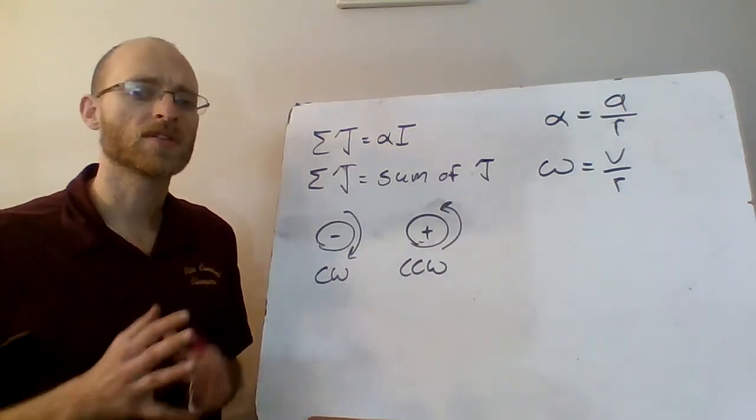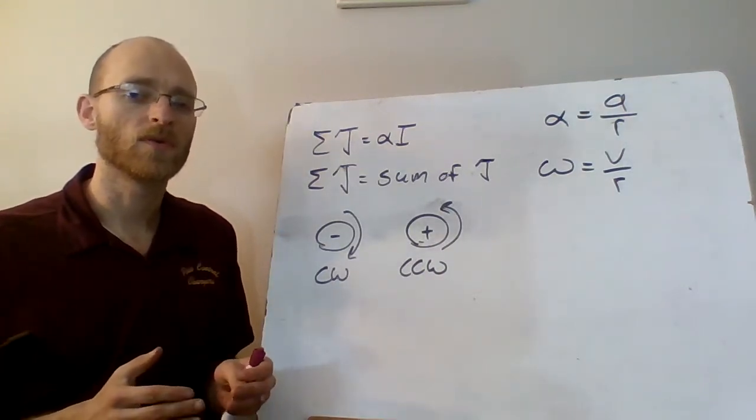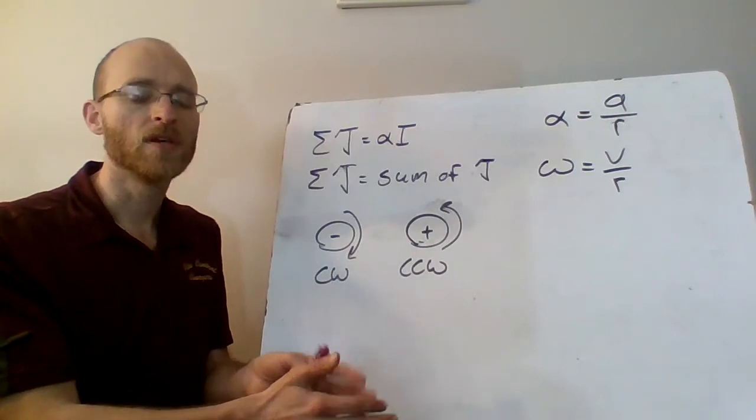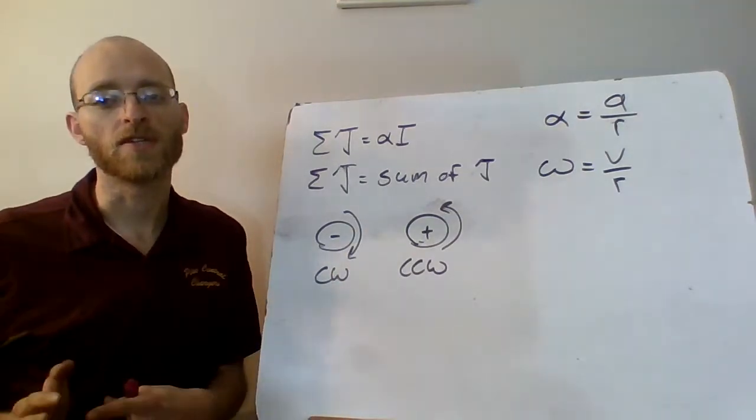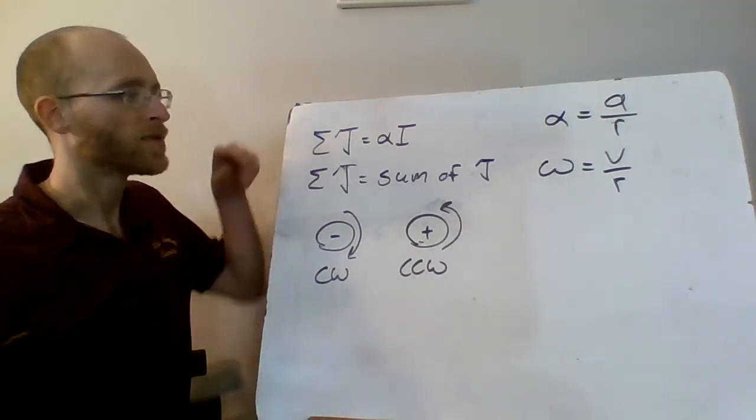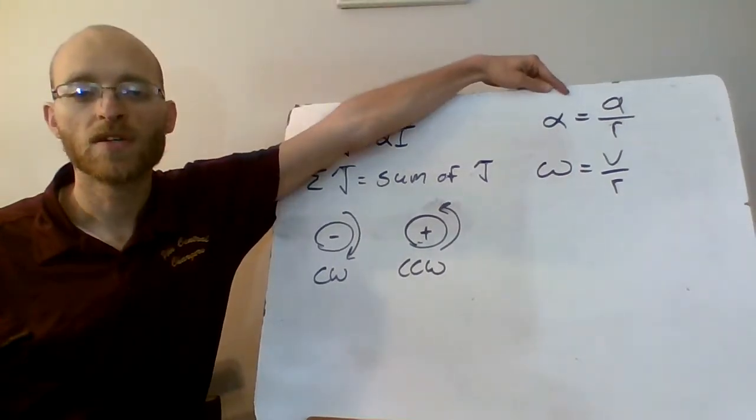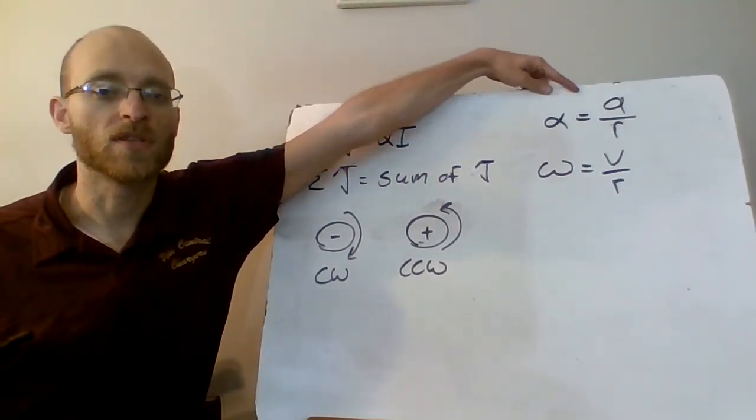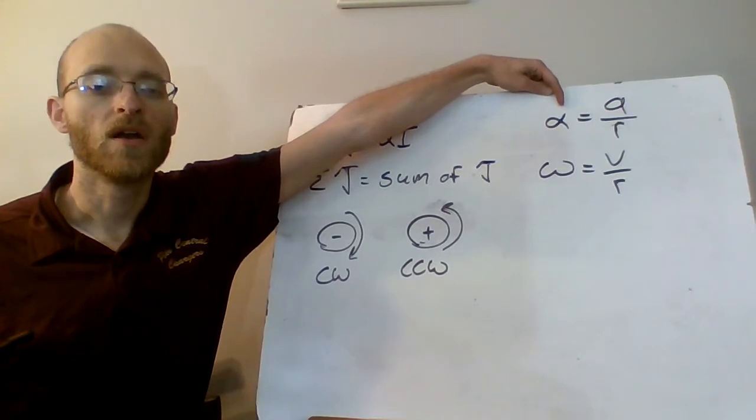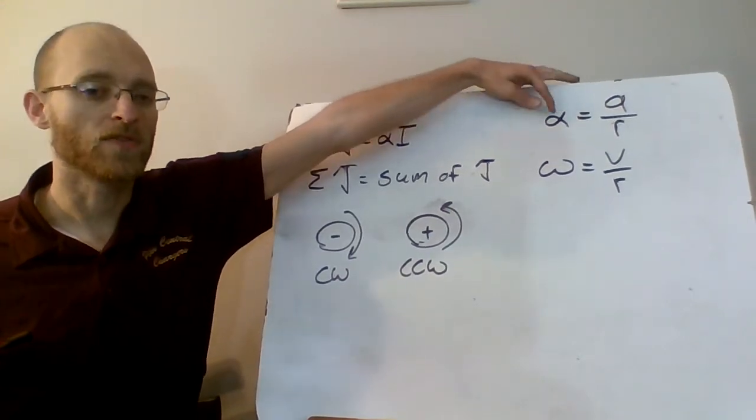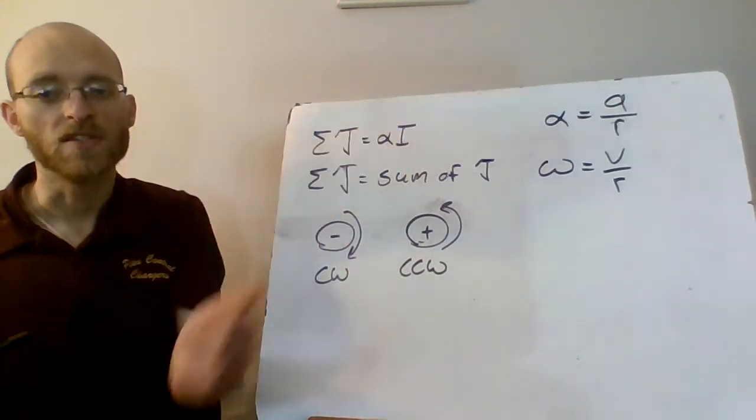Also remember, because a lot of times we end up with situations where we'll have to take linear information and translate it into angular. So remember to do that, we're just dividing by the radius. So angular acceleration is going to be the linear acceleration divided by r. And angular velocity is the linear velocity divided by the radius.